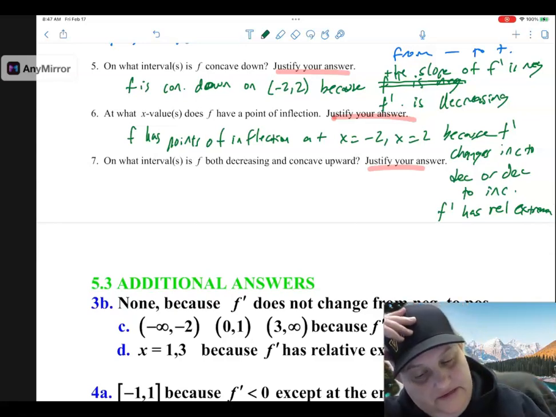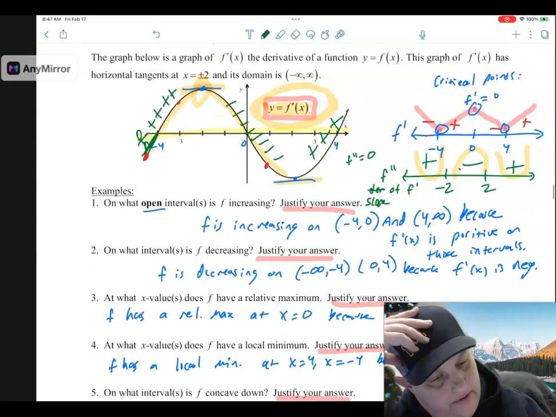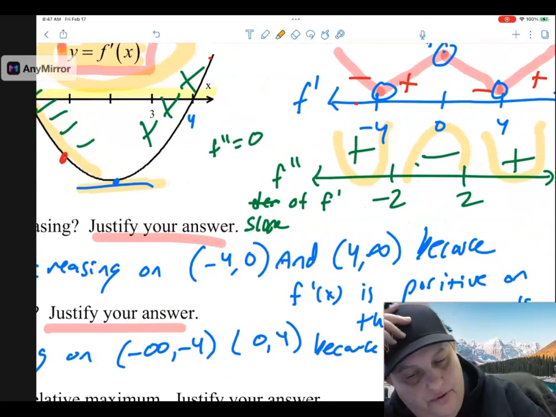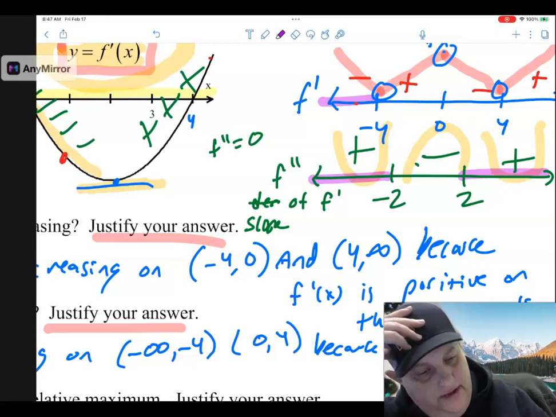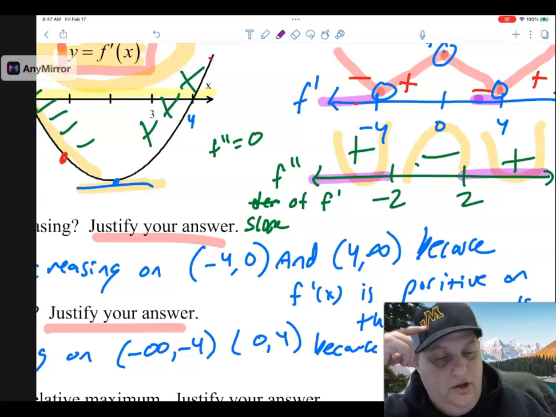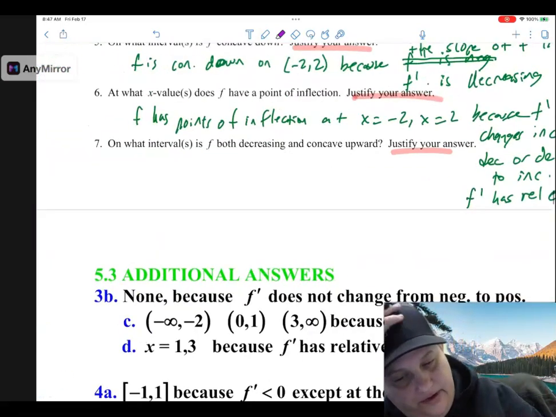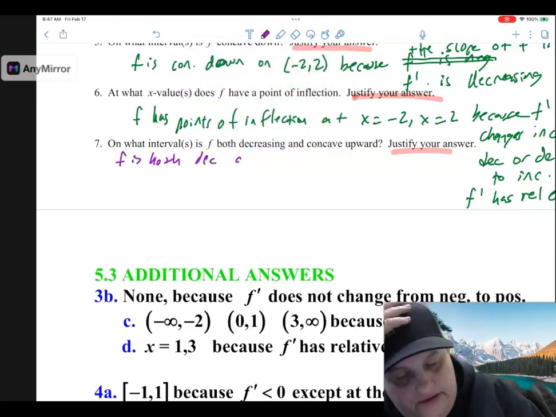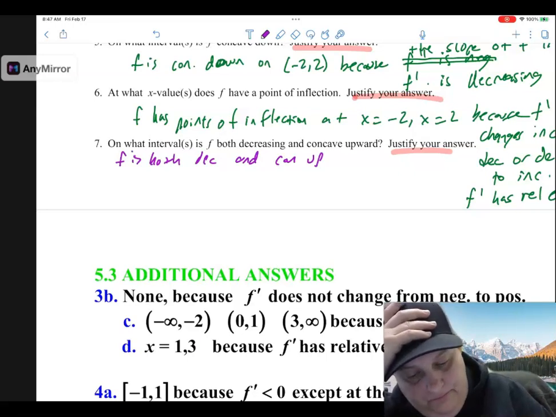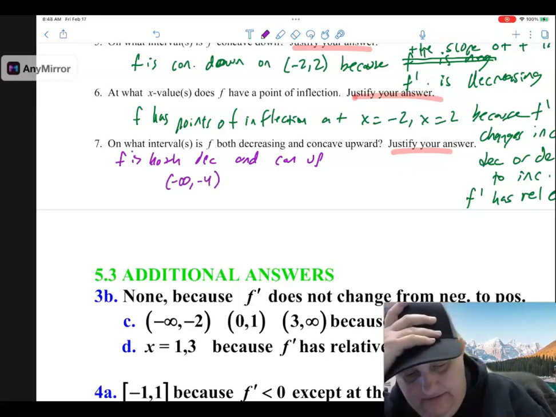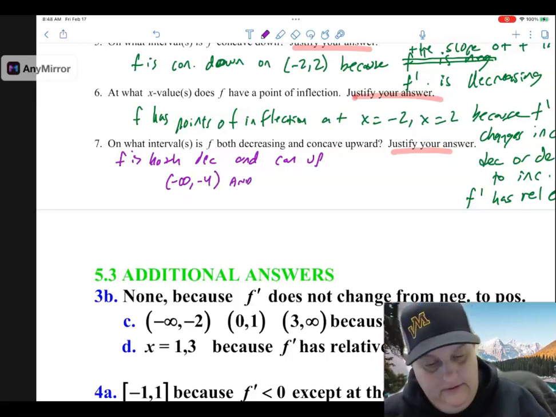All right, last one. On what intervals is f decreasing and concave up? Okay, so it's concave up outside of -2 and 2, and it's decreasing below -4, so that would work, and 0 to 4, which I'll only be able to do 2 to 4. So below -4 and 2 to 4. Okay, below -4 and 2 to 4. So f is both decreasing and concave up on the interval -infinity to -4 and 2 to 4.